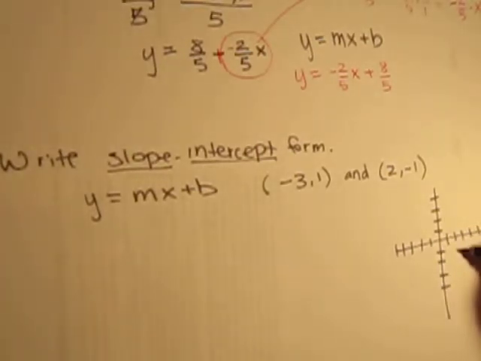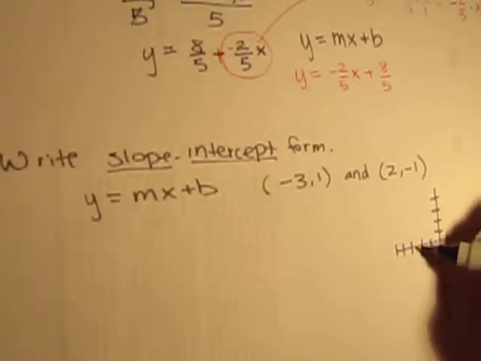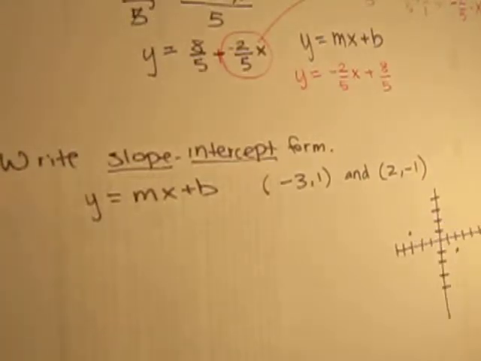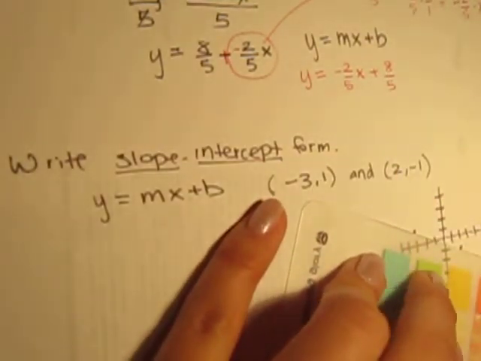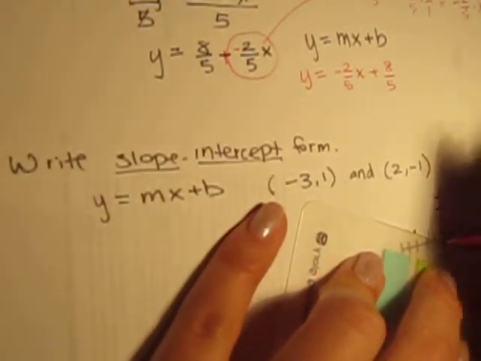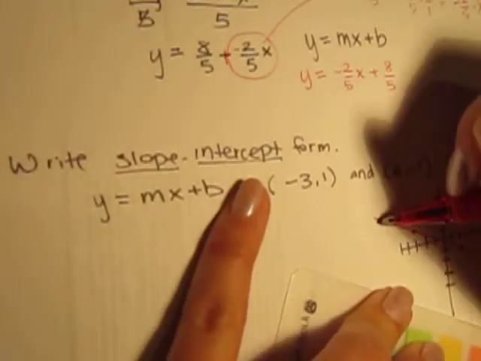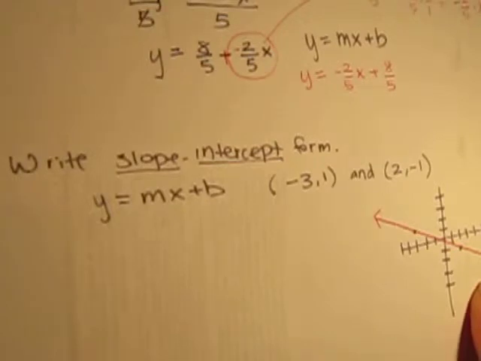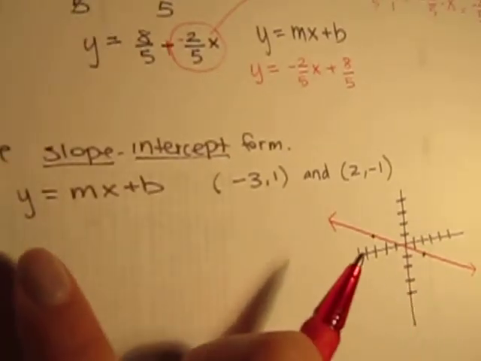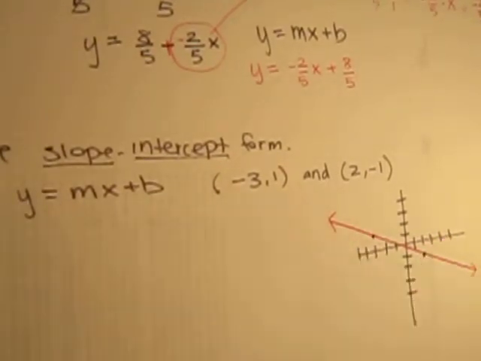So I have 1, 2, 1, 2, 3. If these 2 points fall on the line, what I'm asking you to do is to find the equation of this line, and write the equation in the slope-intercept form.